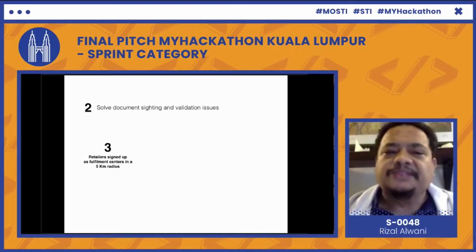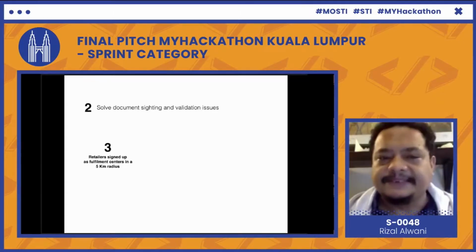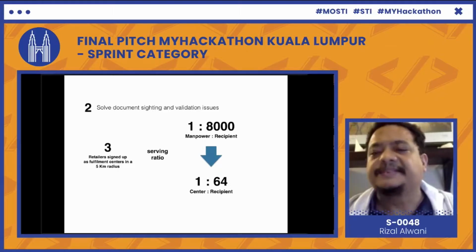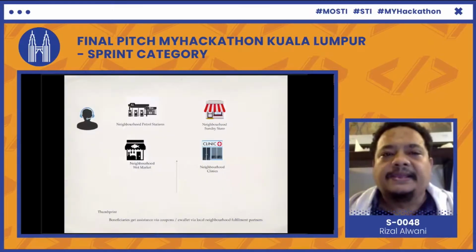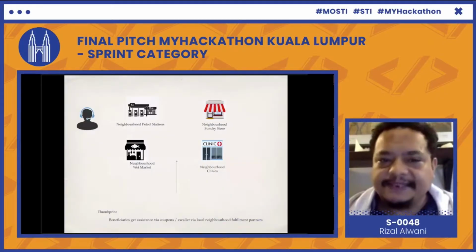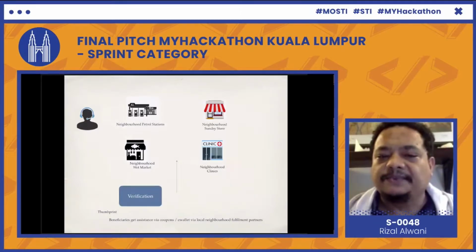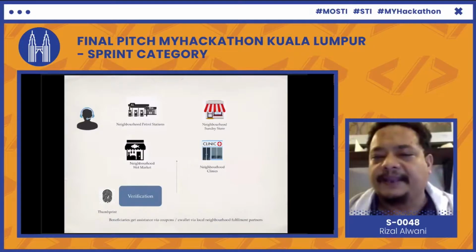Second, we solve document citing and validation issues. What we will do is within that 5-kilometer zone, we will sign up retailers to become our fulfillment centers. And that will bring down again the ratio from 1 to 8,000 to 1 center to 64 recipients. So let's take a look at the fulfillment centers. We will empower the fulfillment centers with the verification system that will be able to verify the beneficiaries with a thumbprint mechanism.